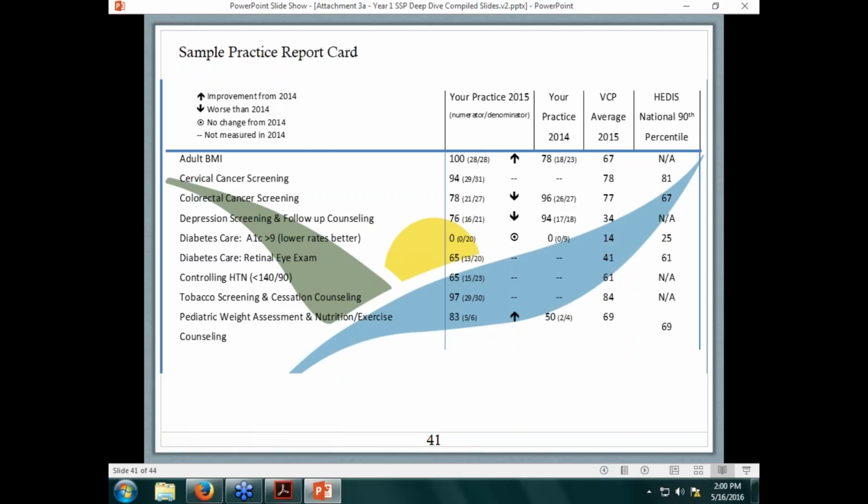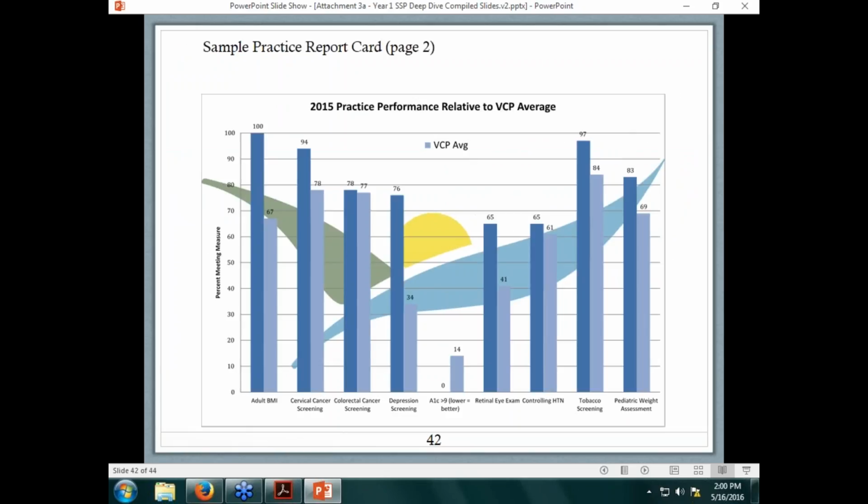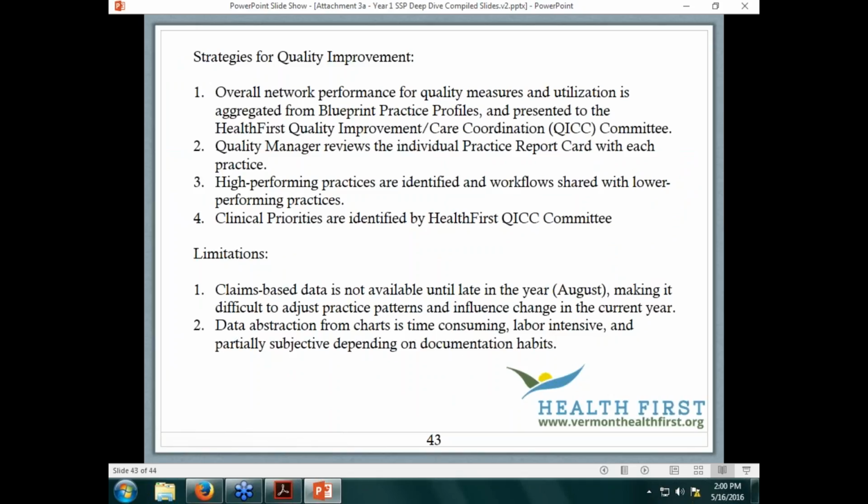So the data abstraction is probably the best measure we have at the practice level, since our practices are involved in the data abstraction itself. So we can bring the data to them quickly after they abstract and say, here's where you are. So each practice gets a report card like this that shows where they are in the current year, where they were the previous year, how they compare to the average across our network, across collaborative physicians, and how that compares to the 90th percentile. Next slide. And we just put it on a graph so they can see where they're meeting. And this is compared to the VCP average, just so you can see if they're above or below performance for our network.